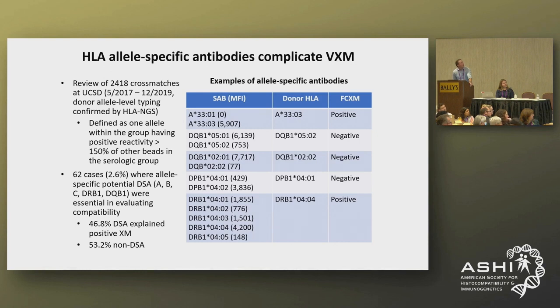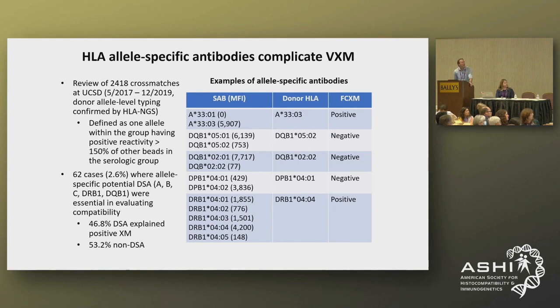Doing a review of about 2,500 cross-matches at UCSD, where we have donor allele-level typing confirmed by high-res NGS, we saw that in about 3% of cases, having allele-specific potential DSA was essential in evaluating compatibility. In general, we tend to think about 7% of our patients have antibodies that fit this allele-specific pattern. The literature on this is sparse. Our estimate is at the low end. The other couple of papers in the literature suggest maybe closer to 15%.